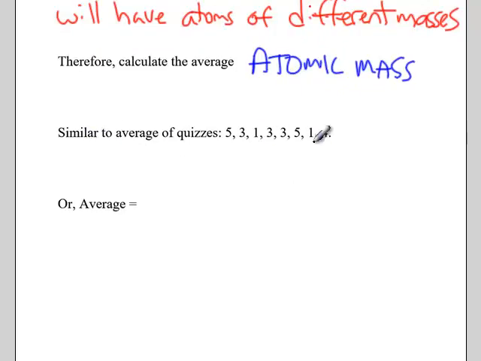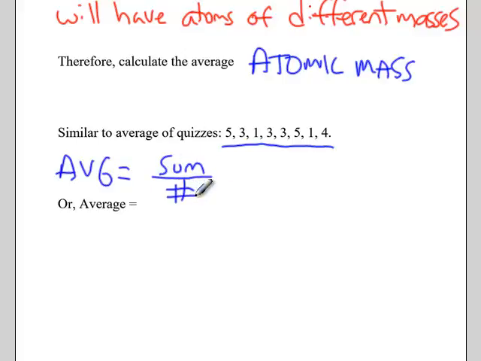Let's say you were given these quiz scores. The average would be the sum of all your scores divided by the number of quizzes that you took. So if you add up all these scores, you should get a total of 25, and there were 8 quizzes, so the average is 3.125.